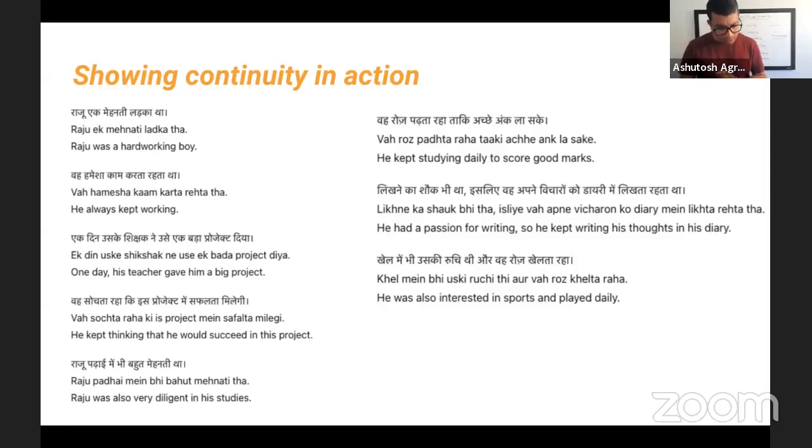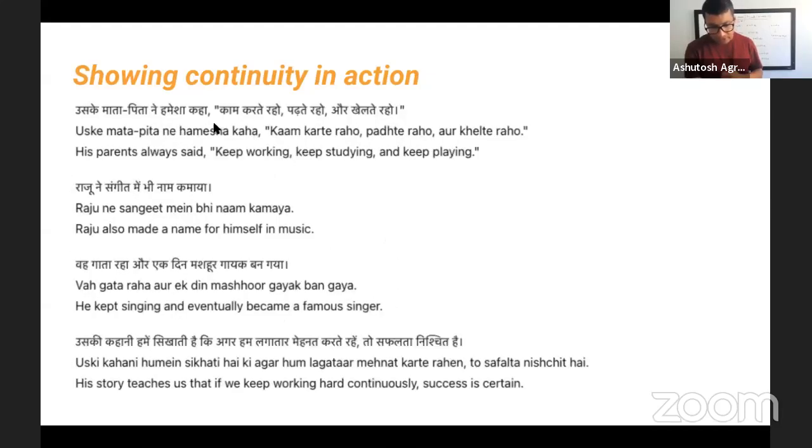Okay. I'm not going to go over one by one, but this should give you an idea about how the compound verbs are being used when the main verb is used with the auxiliary verb rehna, like kaam karte rehna. You will see multiple times dikhta raha, khelta raha. And in the next paragraph, where mata pita ne kaha kaam karte raho, padhte raho aur khelte raho. Same thing, like agar hum lagataar mehnat karte rahe. So that is the intent of this paragraph, that you should feel comfortable. Just like Raju, if we all keep on working hard, then success is certain, safalta nishchit hai.